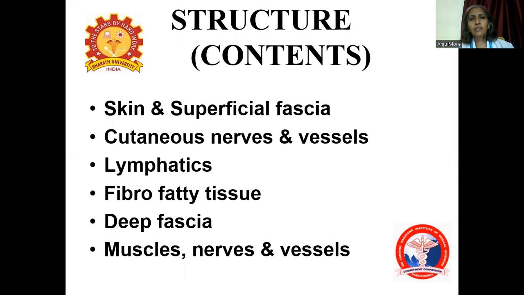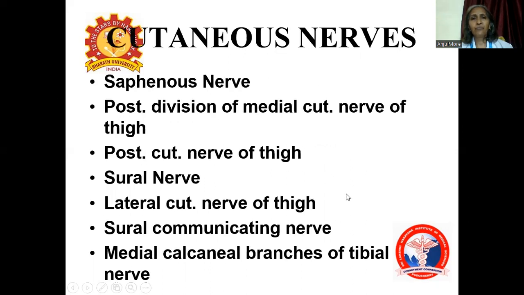So we will discuss the skin and superficial fascia of the posterior compartment, the cutaneous nerves and vessels in this region, the lymphatics, fibrofatty tissue, deep fascia, and the muscles, vessels, and the nerves. Each compartment in the limb region is always covered under the same headings which we have enumerated here.